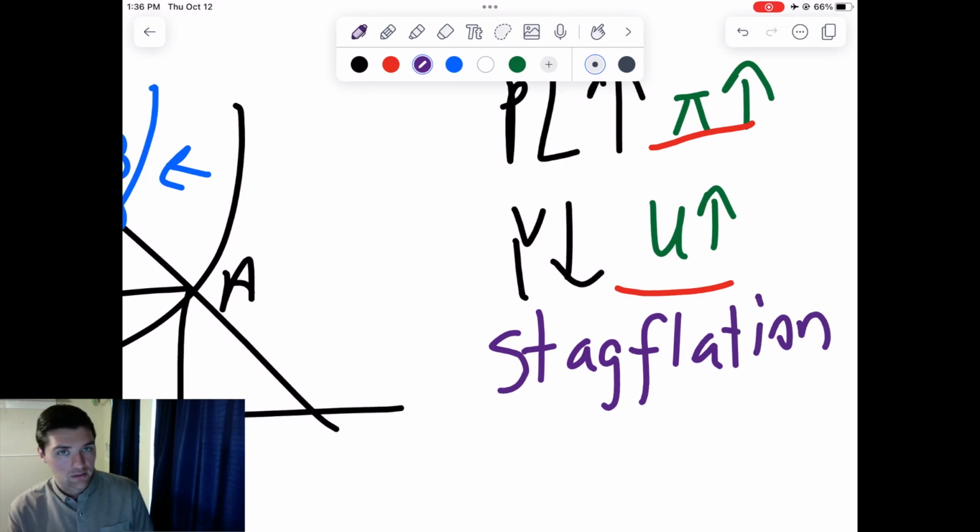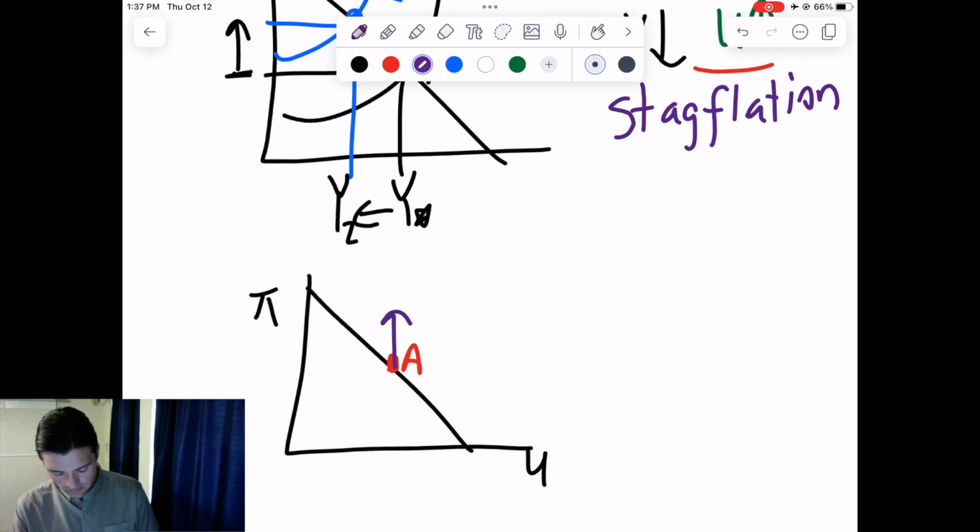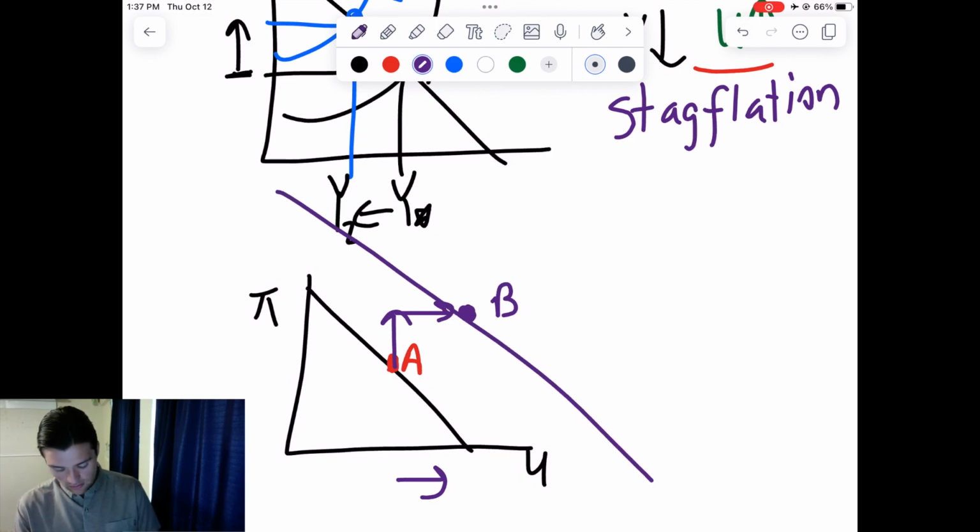Stagflation: higher inflation, higher unemployment. So therefore, we want higher inflation and higher unemployment. So now we're going to go here. Now that puts us here at point B. So what does this mean for the Phillips curve? That would have to mean you shifted the Phillips curve.